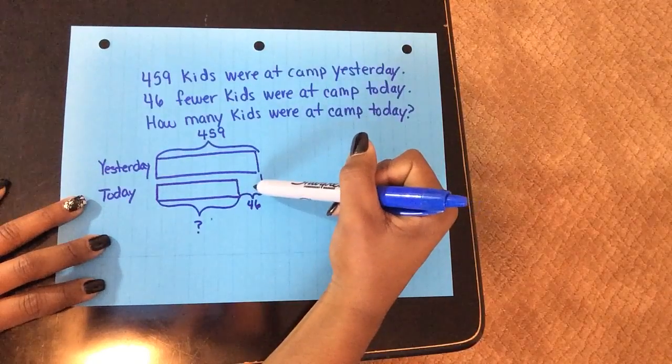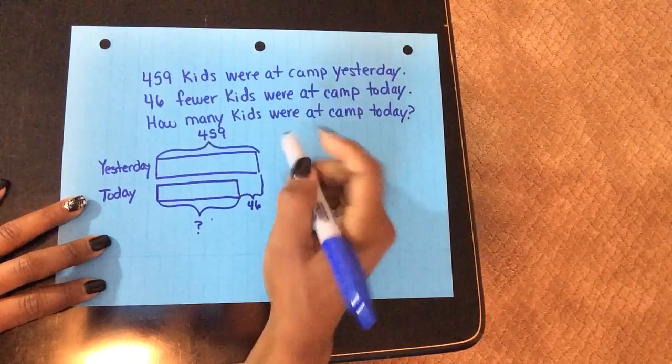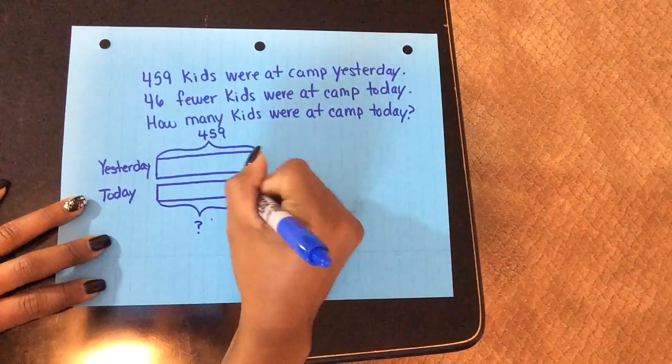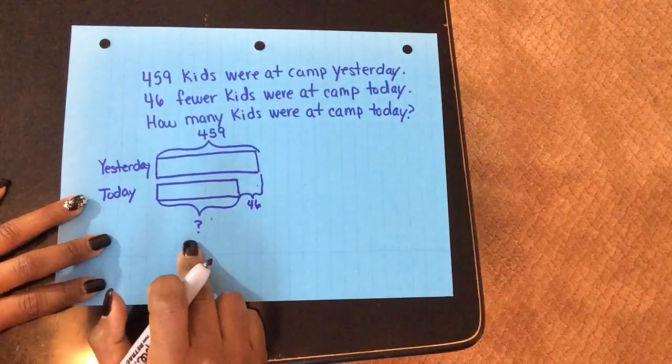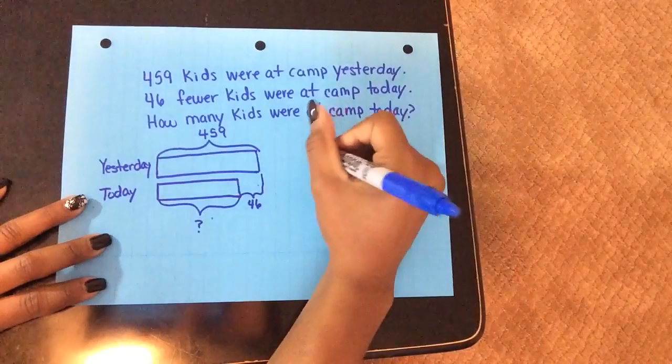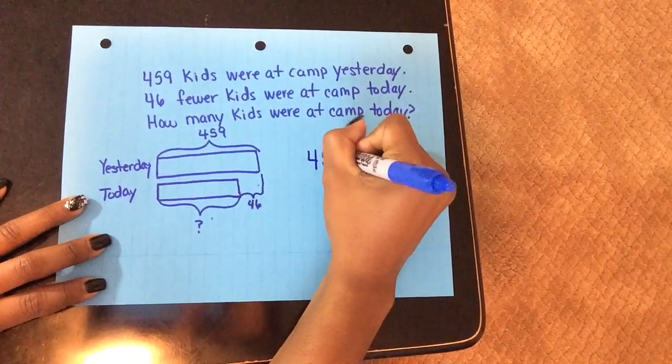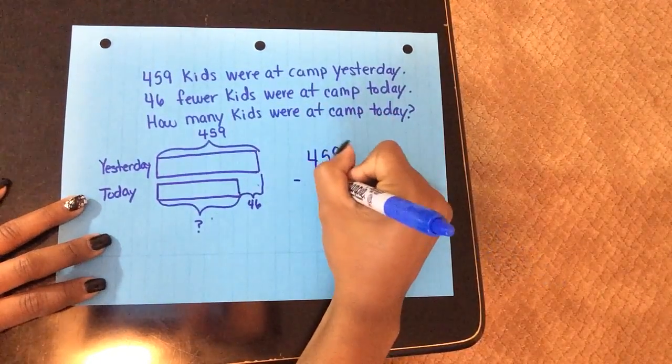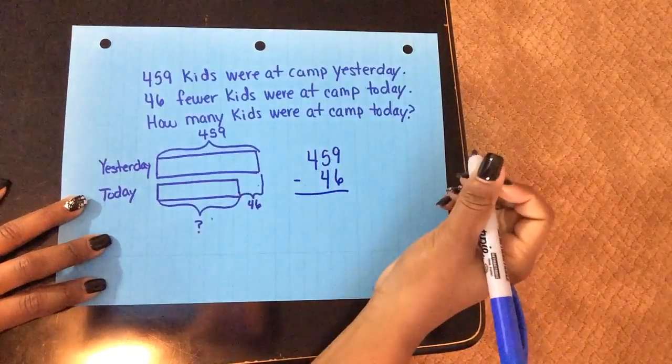Okay, so we know that 459 were at camp yesterday. We know that there are 46 fewer kids. Out of that 459, we had 46 less. We just don't know how many. So in order to find out, we have to take the amount of kids that we had yesterday and subtract the 46 fewer kids that are there today.